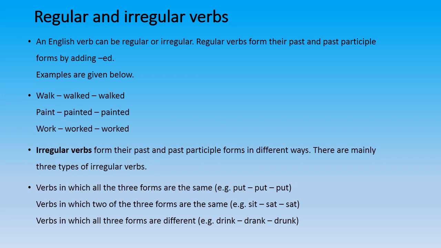So the main difference in regular and irregular verbs is that the three forms of the regular verbs remain the same. The second and third form of the regular verbs remain the same, and irregular verbs have different forms, and these fall under the category of three types.